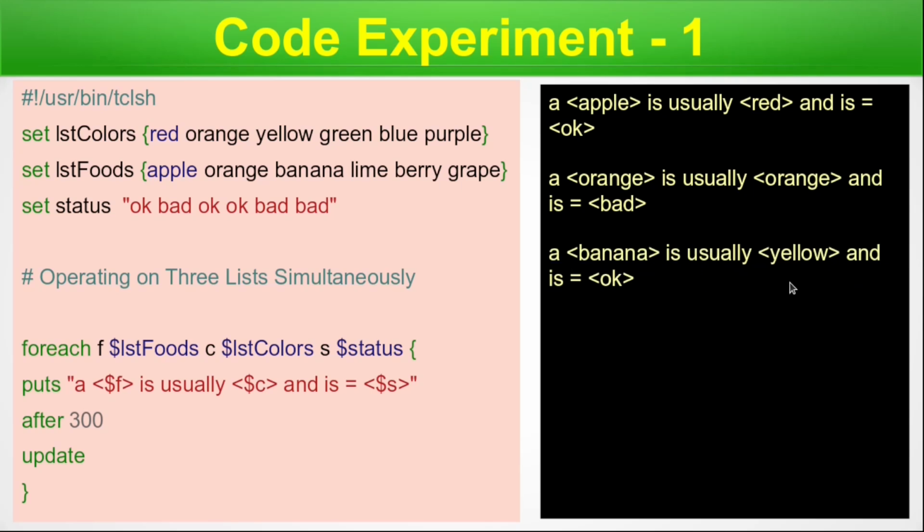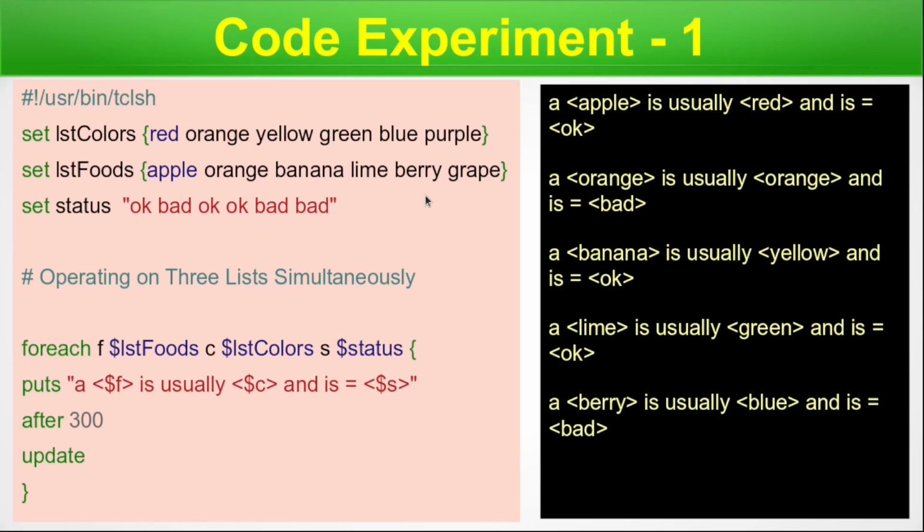The next one is banana, yellow and okay has been picked up. The next print command gives the lime, green and okay. The next is berry, blue and bad. Next comes the gray, purple and bad.